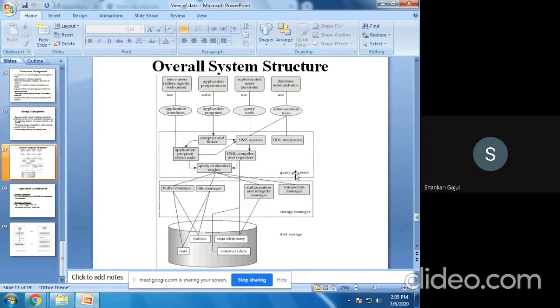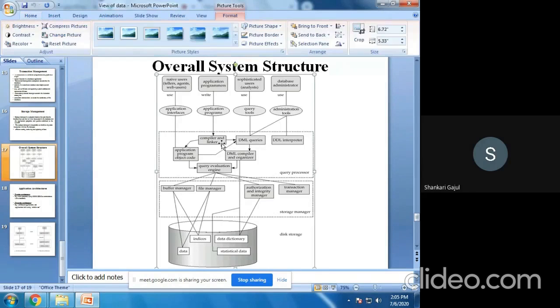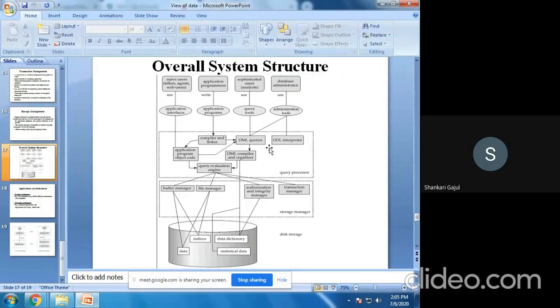So what do you mean by query processor? This query processor also includes the different parts of the queries, like the interpreter, the compilers and the linkers. So what do you mean by compiler, interpreter, linker? We already discussed these in computer languages. These are the parts which are required in the query processor.